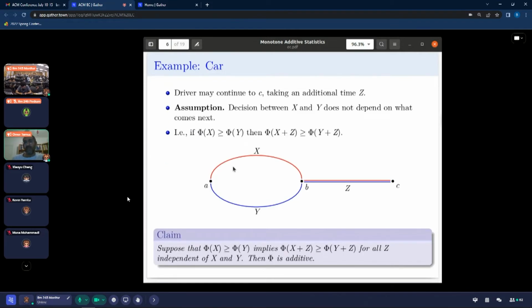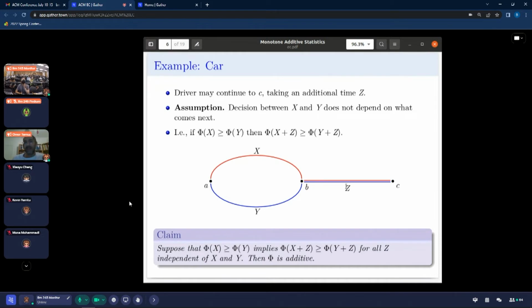So before you look at the claim, the idea is this. Imagine that after I go from A to B, I continue to C, and there's only one road from B to C. And so from B to C, the red and the blue roads coincide. And the amount of time it takes to go from B to C is Z, which is some other random variable that's independent from X and Y. Right? We have the traffic lights along X, the traffic lights along Y, and then we have what's going on along Z, whether there was an accident there. So Z is independent of X and Y.